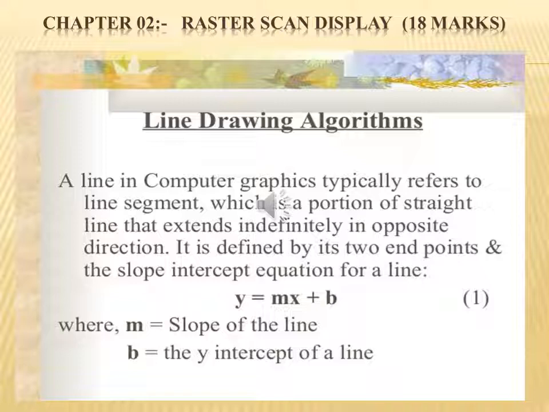If the 2 points used to specify a line are x1, y1 and x2, y2, then the equation will be (y minus y1) divided by (x minus x1) is equal to (y2 minus y1) divided by (x2 minus x1).